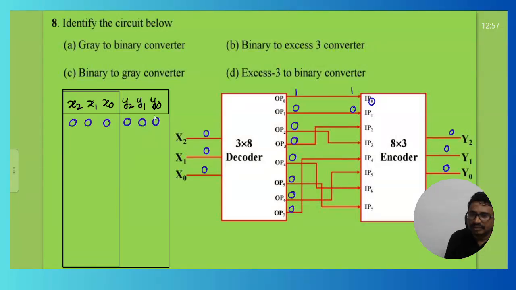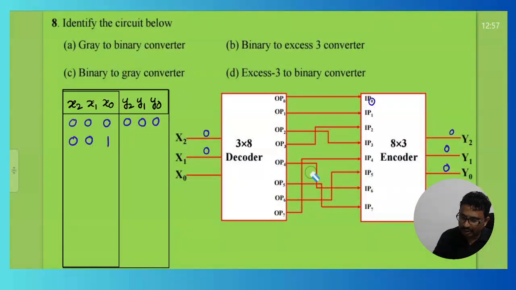Understood the working of this encoder? When I give 0, 0, 1 as an input, see what happens here in this case. What will happen, you tell me?